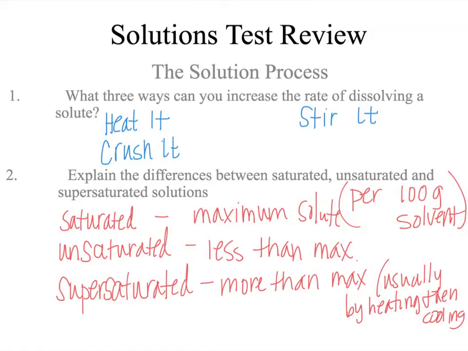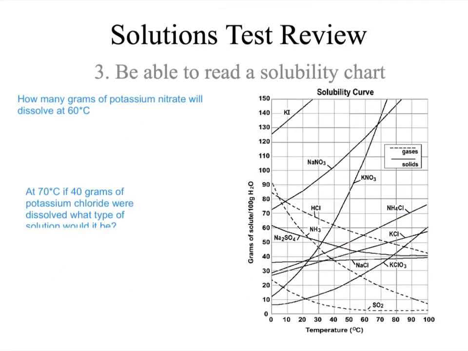And we talked about that's how you make rock candy. You heat it up, dissolve way more sugar than it can normally contain, and then you cool it back down, and that sugar will crystallize out. All right, so for the test, you need to be able to read the solubility curve, which we did a worksheet over. And so here is the solubility curve that we're going to be looking at. Let's just answer these 2 questions about it to make sure we understand how to read it.